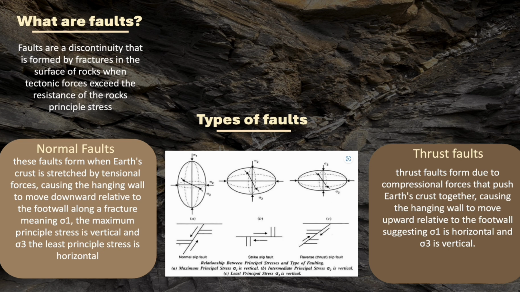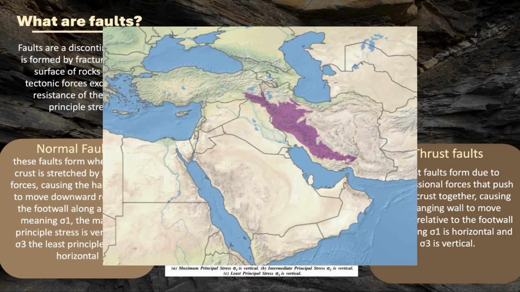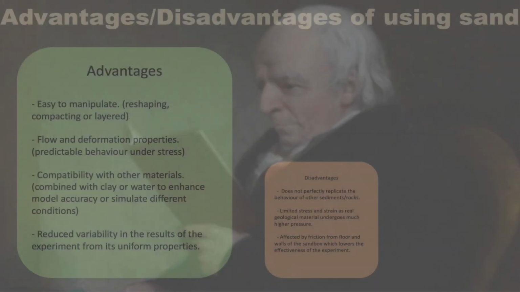There are two types of faults that could potentially be seen in the Sandbox experiment: normal faulting and thrust faulting. However, thrust faulting is much more likely. Both of these are seen in the Zagros mountain range in southwest Iran, with the oldest rocks being dated at 541 million years ago.